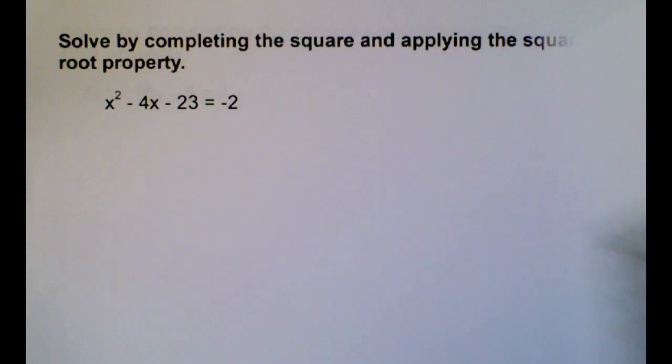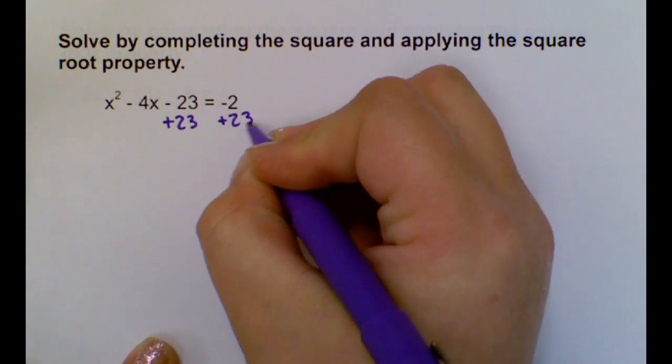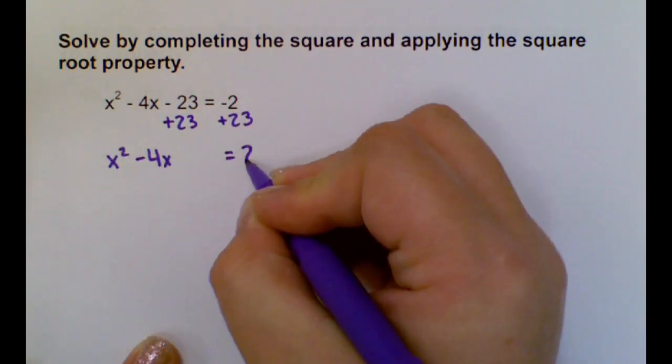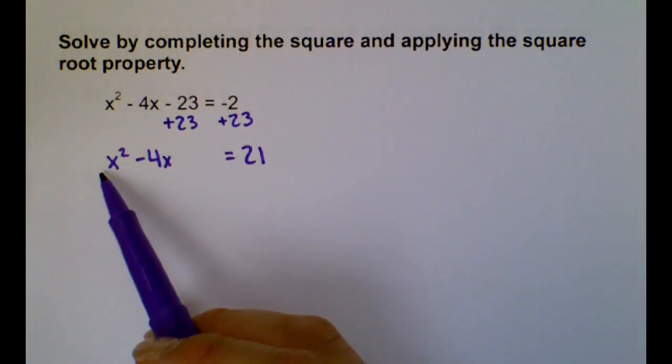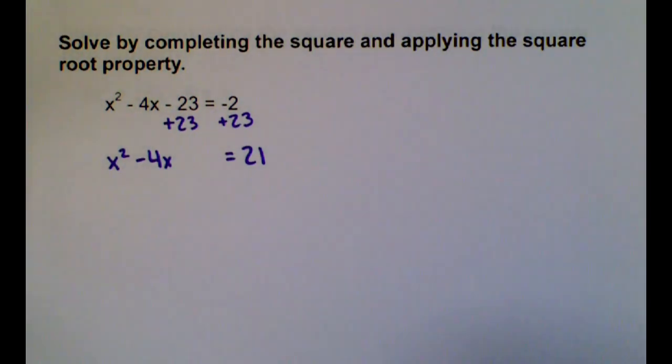So here we go. All right, to complete the square, we first get the variable terms alone. So I'm going to add that 23 to both sides. I have x squared minus 4x equals 21. Notice I leave myself a little space when I'm completing the square. Now we want a to be 1, so our leading coefficient should be 1. It already is. Perfect.